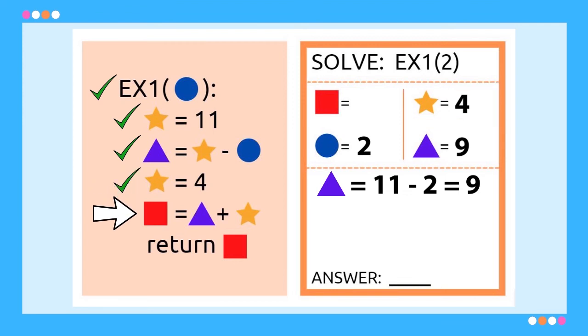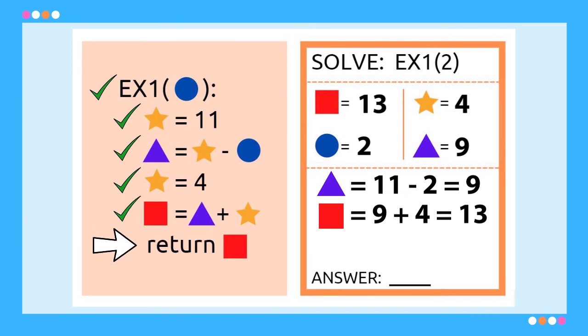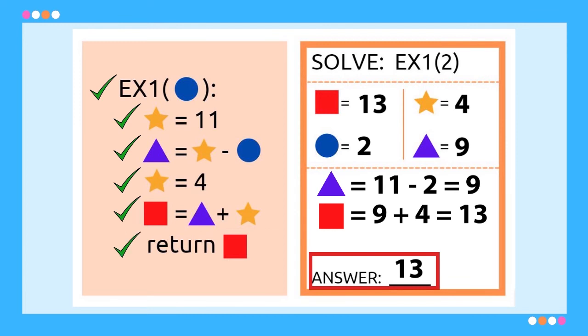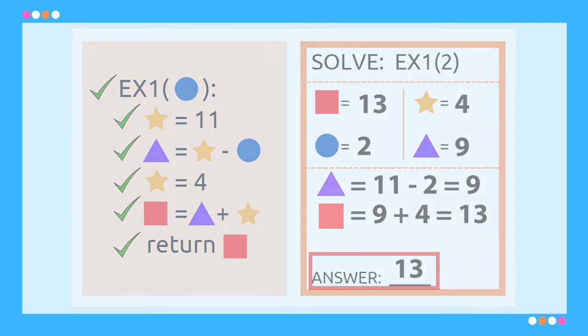Next, we have that rectangle equals triangle plus star. Again, over here, I'll write that rectangle equals, well, the triangle is 9 plus the star is 4. So the rectangle equals 9 plus 4, or 13. And finally, I'm going to return or output the rectangle's value. Well, we just calculated that the rectangle equals 13, so 13 is my final answer. That wasn't too hard. Let's do a couple more examples to get more comfortable.